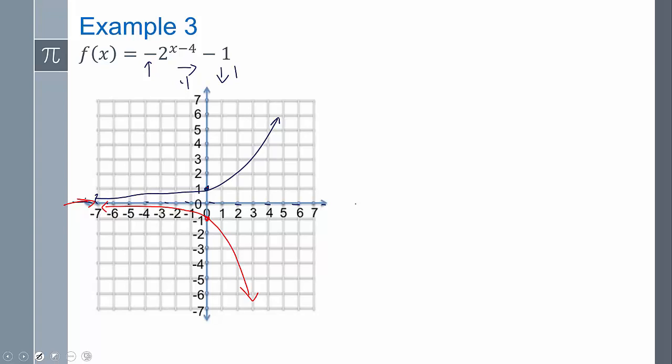Now it's that red shape that's getting translated. So it's going to move over 4 spaces, 1, 2, 3, 4, and down 1. Now my asymptote is also going to get transferred down 1 space. And so the purple is my graph.